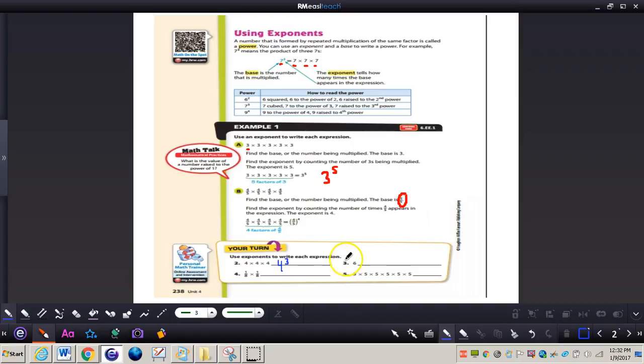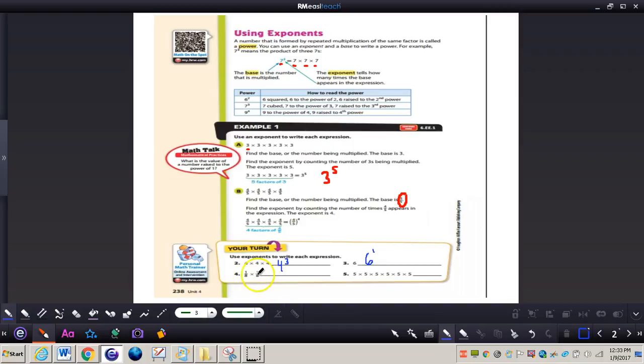Now let's take a look at number 3. First of all, we're going to find the base, which is 6. How many times is 6 being multiplied? Just one time, or there's just 1 6 there. So it would be 6 to the power of 1.